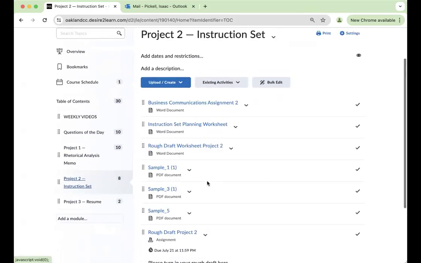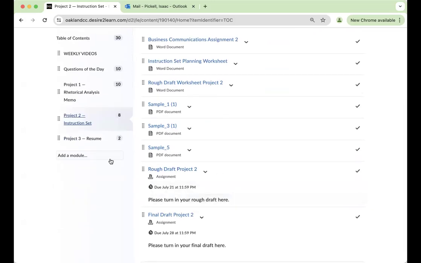If we go back to the table of contents, we then have project 2, the instruction set, which we'll go over more at length further down the road. This is going to be you creating visual and written instructions for something like baking chocolate chip cookies, or changing a flat tire. Anything that you want, but you have to create clear instructions on how to do it. You'll see the samples as we go.